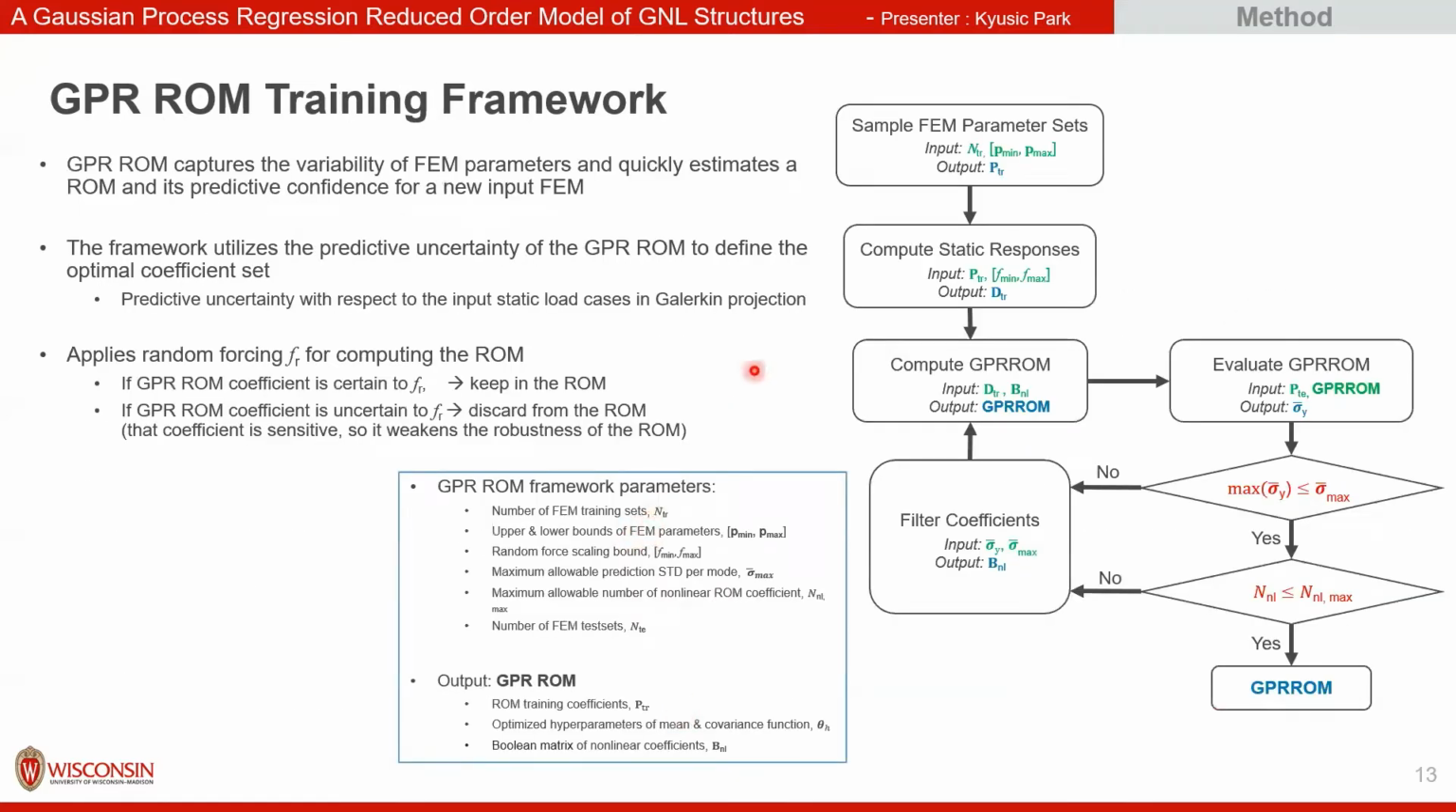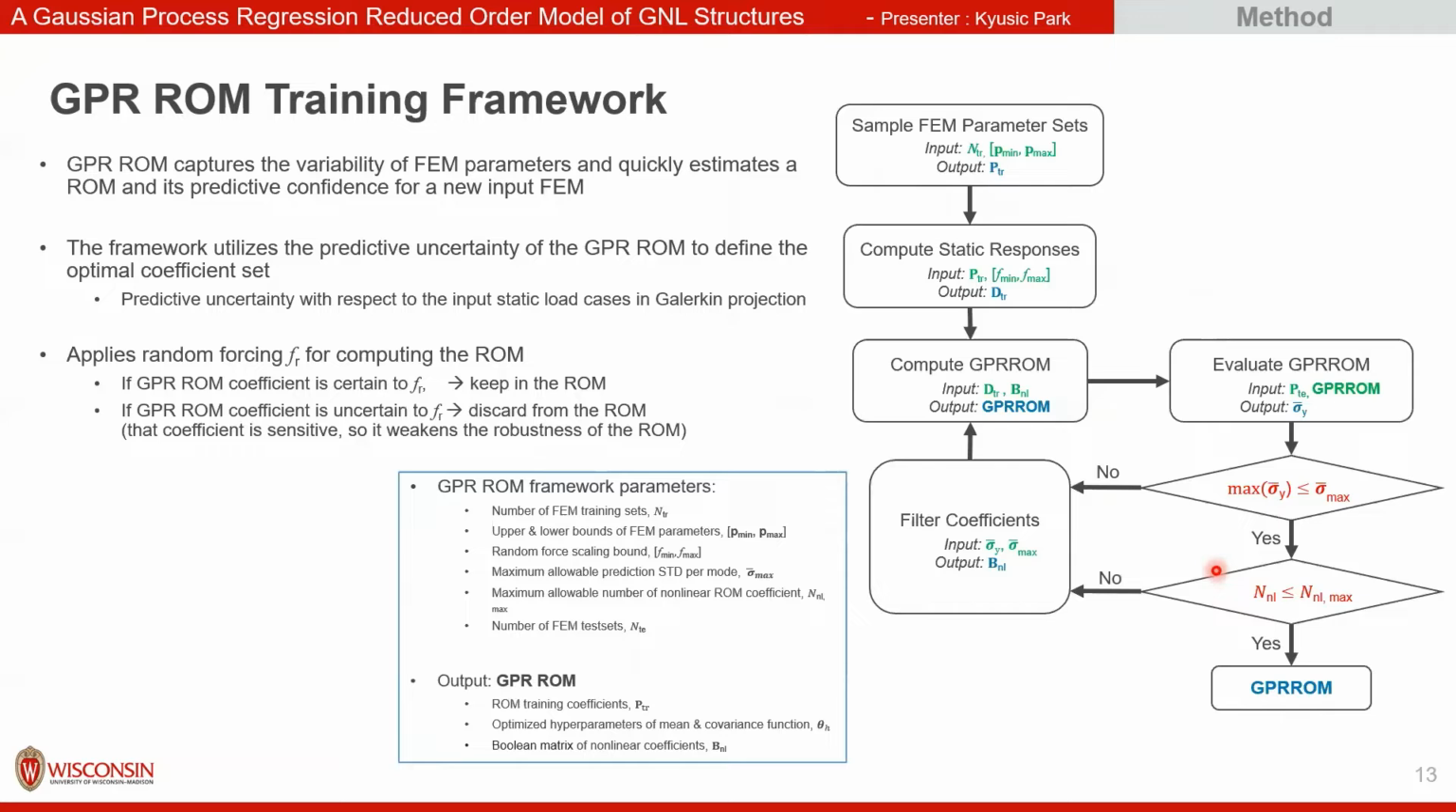The GPR ROM captures the variability of the FEM parameter sets and quickly predicts a ROM and its predictive uncertainty with respect to a new input FEM parameter set.